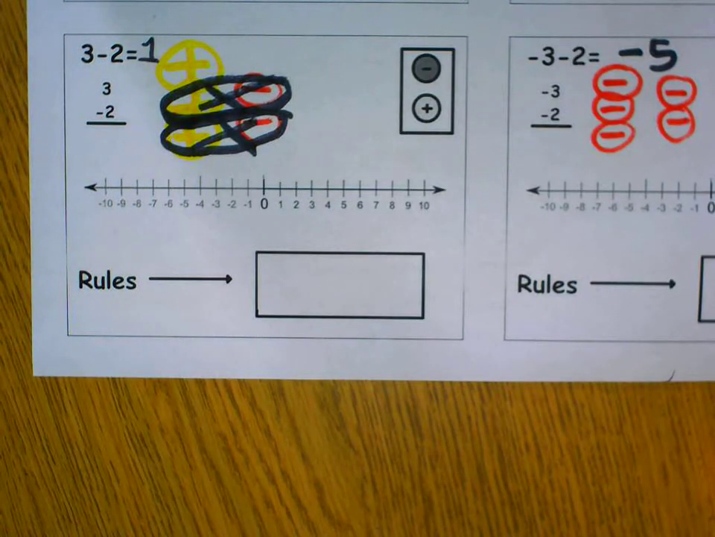So those are the integer chip version. We'll look at the number lines.